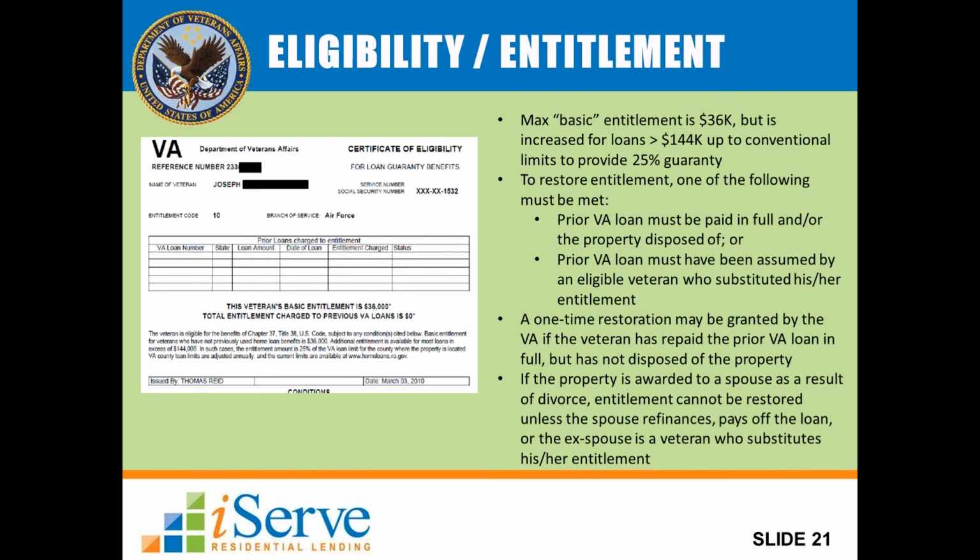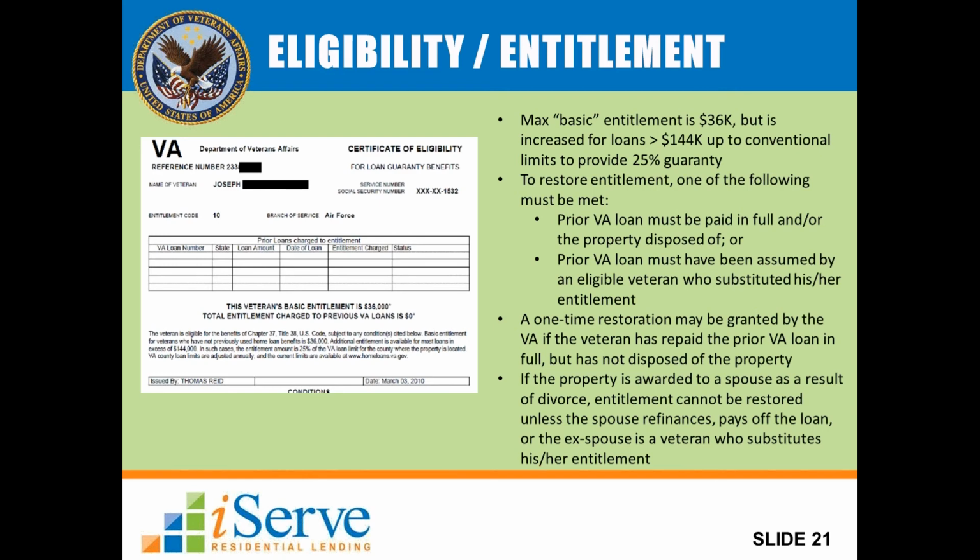Now, if they do not have full entitlement on this certificate of eligibility, they have to either pay off their prior VA loan in full and dispose of the property, or the prior VA loan had to have been assumed by a veteran who substituted his or her entitlement. If they don't have that full entitlement restored, it doesn't necessarily mean we can't do the loan, but there's going to be a down payment required.